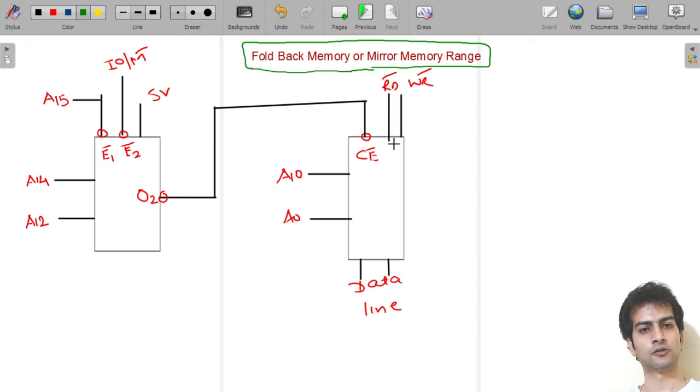So here also we have to find the memory range of this memory. This is a 3 cross 8 decoder. This will be enabled when O2 is enabled. So let's see how we can find its range.